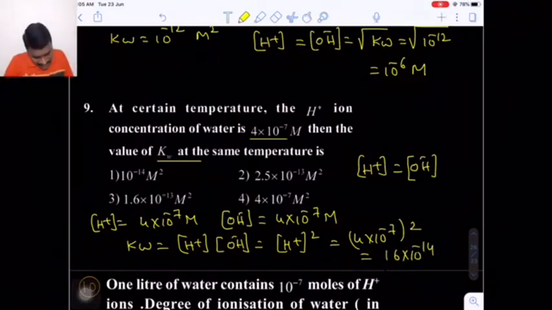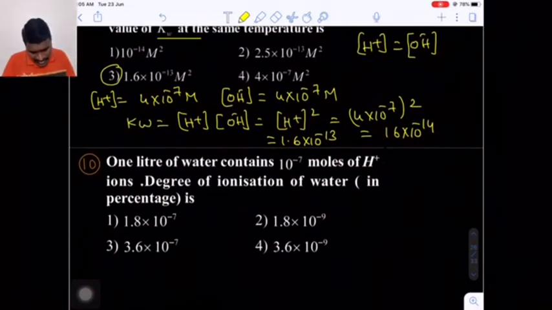Okay. Now this will be equal to how much? 1.6 into 10 raised to minus 13. Option number 3. Okay. Now question number 10.